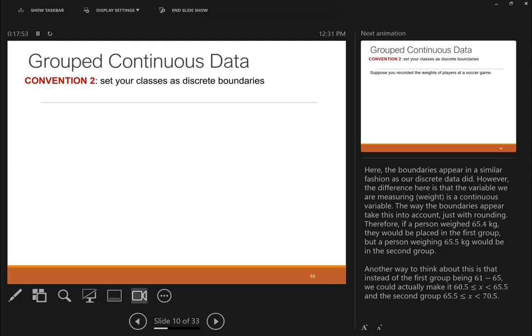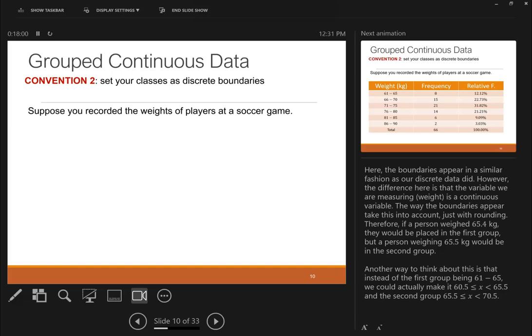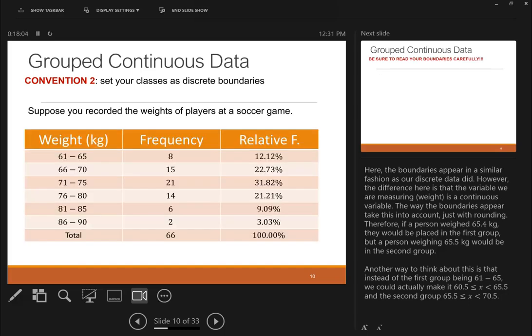The other way we can do this is using a discrete boundary rather than using an inequality. I like this less, but it's still doable. So suppose we recorded the weights of players at a soccer game. So I said, okay, my groupings are going to be 61 to 65 kilograms, 66 to 70, 71 to 75, and so on and so forth. What seems like the problem here? Where do I put the person that weighs 65.2 kilograms?